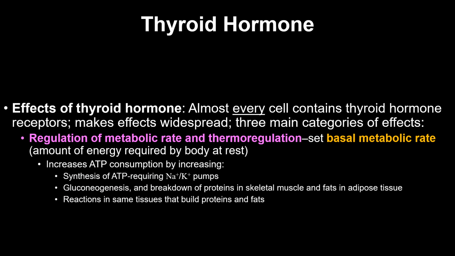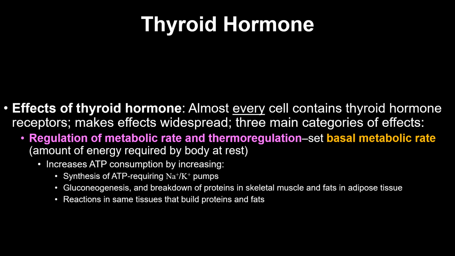So this section is really going to cover the functions of thyroid hormones, and then we're going to see how they're produced, how that production is regulated, and what happens when this production is imbalanced. Now, nearly every cell in the body contains receptors for thyroid hormones, so their effects are pretty widespread. Broadly, there are 3 categories. There's the regulation of metabolic rate and thermoregulation. There's the promotion of growth and development, and there's synergism with the sympathetic nervous system.